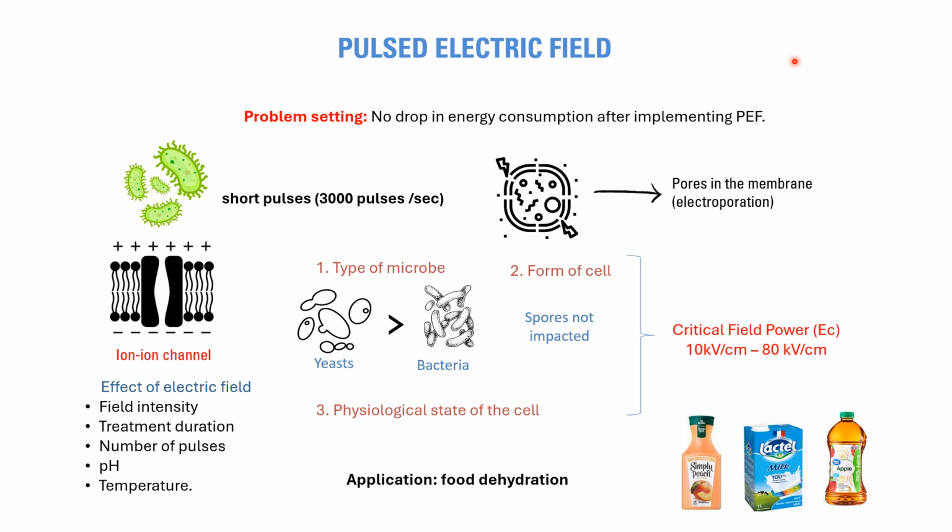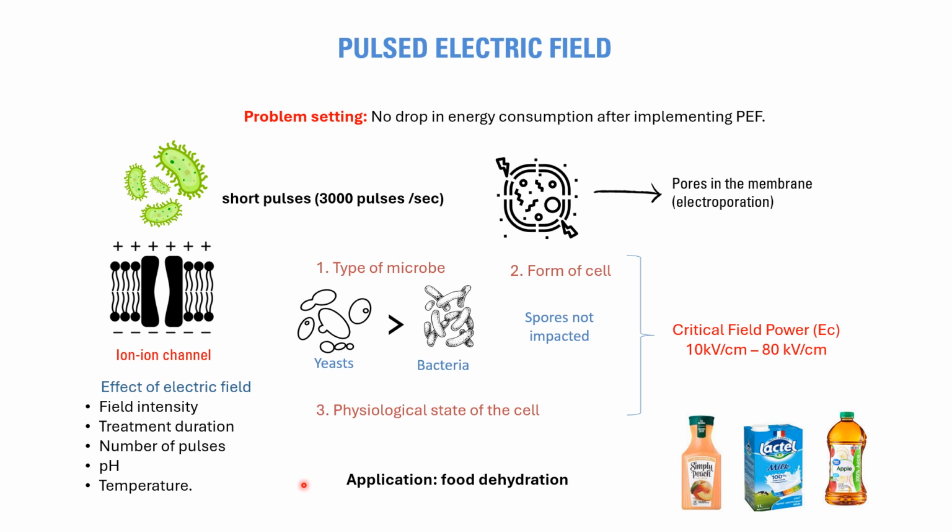There is a concept called critical field power. And this critical field power is that power, electric field power, at which transmembrane potential is greater than 1. When transmembrane potential is greater than 1, there is electroporation, which is typically observed for vegetative cells of microbes at 15 kilovolt per centimeter. And for spores, it's even higher, around 80 kilovolt per centimeter.